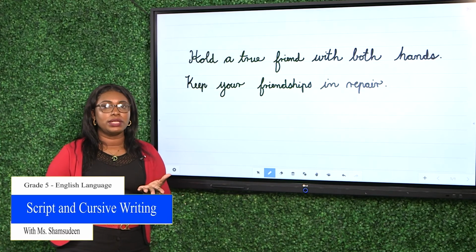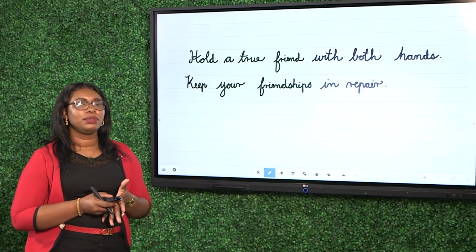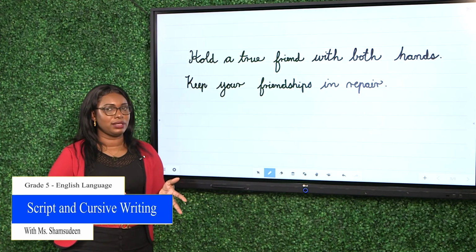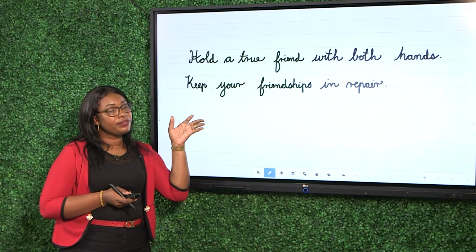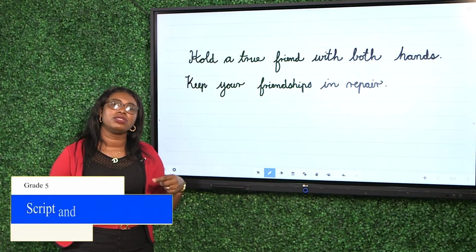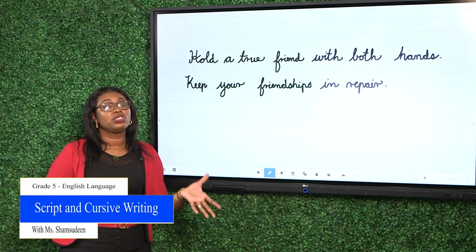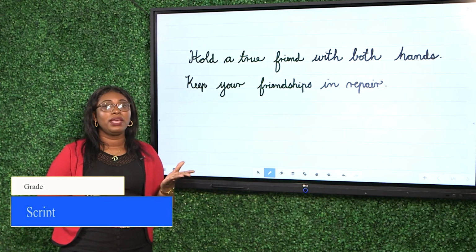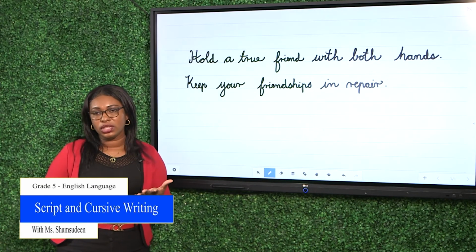And like I always say, you could always find something that you could transcribe in the style of writing that we're practicing. So we're doing cursive writing, you could find something in script writing, and then you could translate that into cursive writing. Remember, pay attention to the formation of each letter.